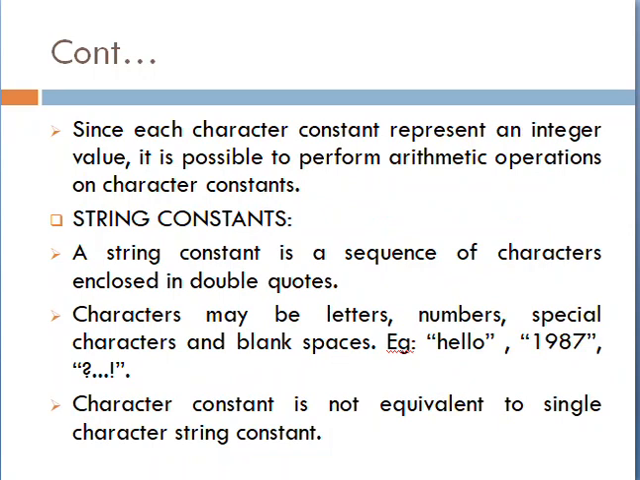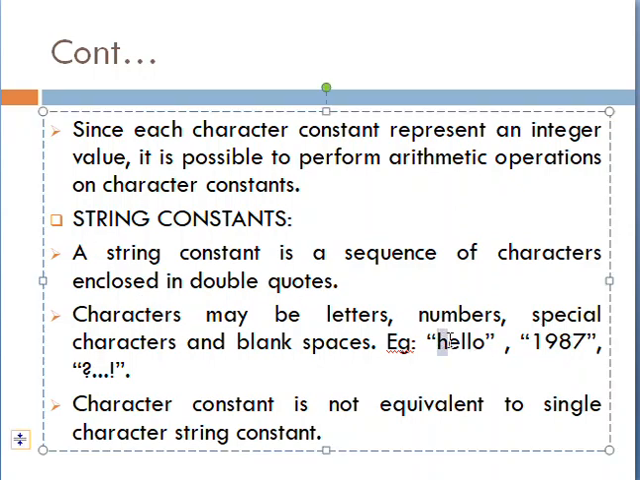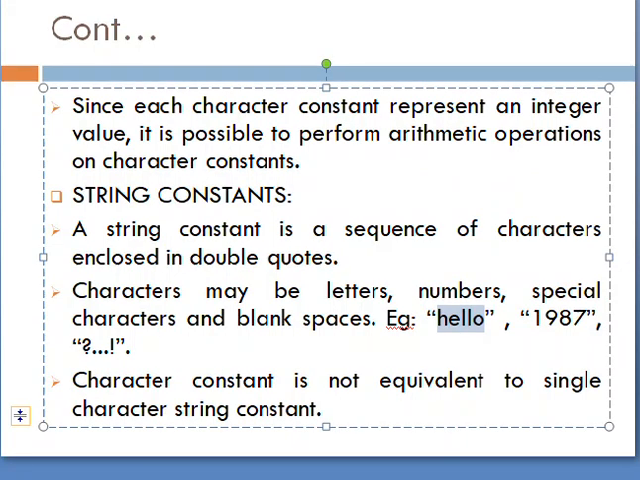Next we have the string constant. A string constant is nothing but a sequence of letters in between double quotation marks. For example, the word hello. These are alphabets under double quotation marks, so this is our string constant. Or we can say 1987, or if I write computer in double quotation marks, it is also a string constant.